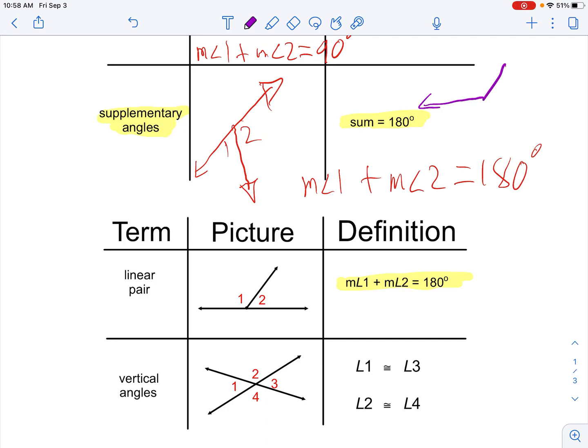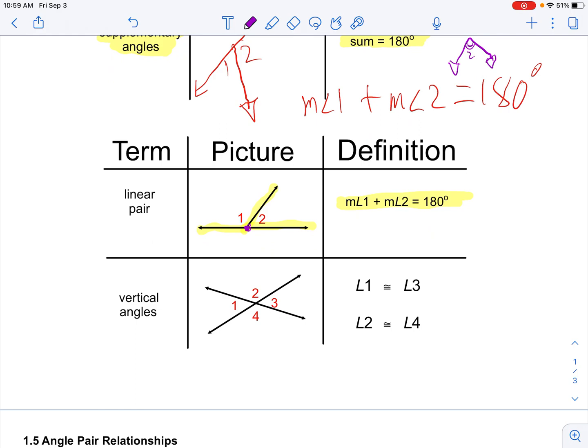We could have had an angle that looked like this. Okay, here's angle 1. And then we could have had something that looked like this. And this could have been angle 2. Okay? So again, sometimes supplementary angles are linear pairs, but they don't have to be, because again, they have to be connected. So this is an example of a linear pair because they share a vertex. Okay? They share this point in common.